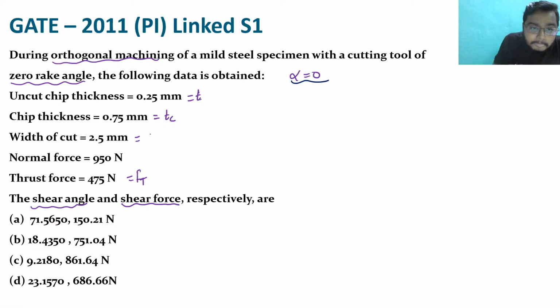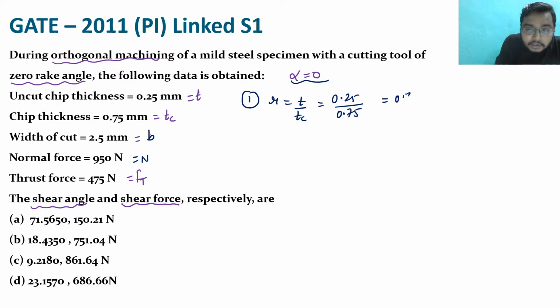See, this is alpha, this is t, this is tc, this is b, and this is normal force, which is given as n. So what you need to find? The first step is r equal to t by tc. Here t is given as 0.25, tc is given as 0.75. From here you will get 0.333. So this is the value of r.